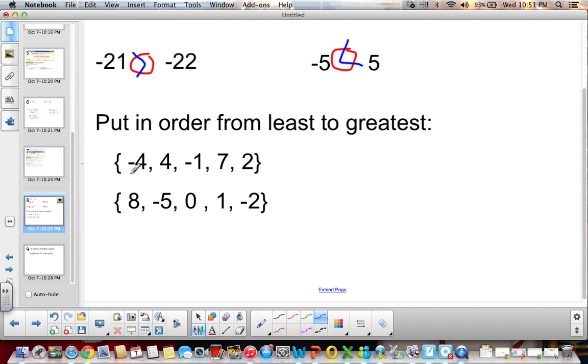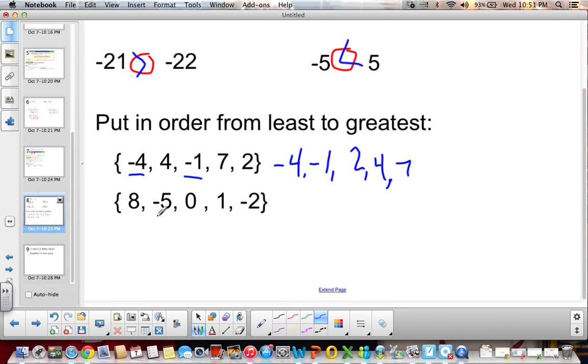Okay, put in order from least to greatest. So we know that it's between -4 or -1 for our least. Okay, because -4 is farther away from 0. We're going to have -4, -1. Then we can put them in order. So then 2, 4, and 7.